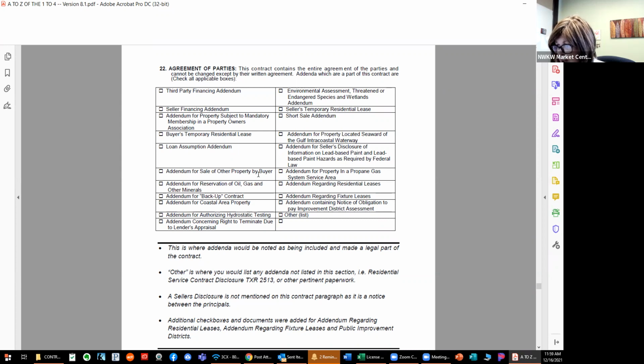There's the addendum for sale of other property by buyer. If they've got a house they've got to sell before they can buy this house, there needs to be an addendum that explains that and how long they're willing to wait for them to sell that house. You lose a lot of strength if you've got to sell a house before you can buy their house. They want somebody that can come in and pay for it and move on.